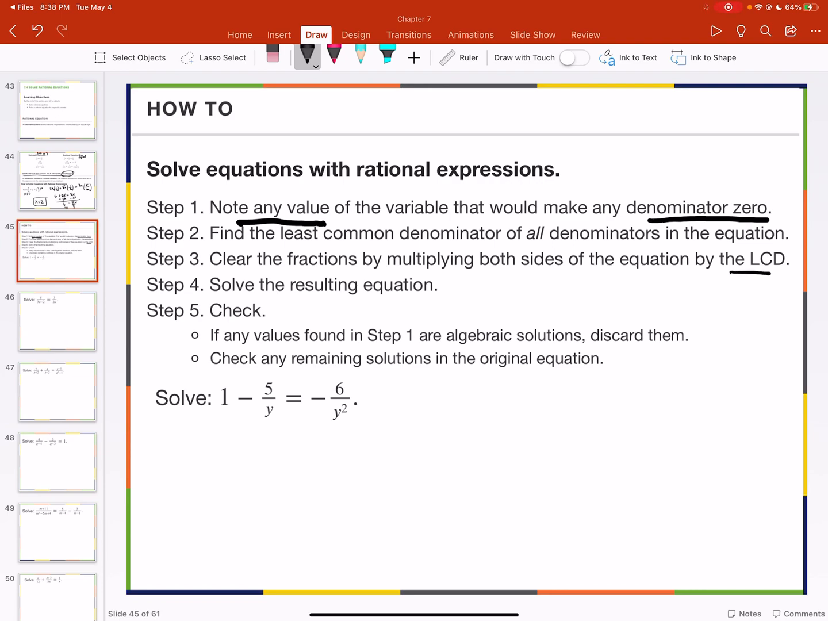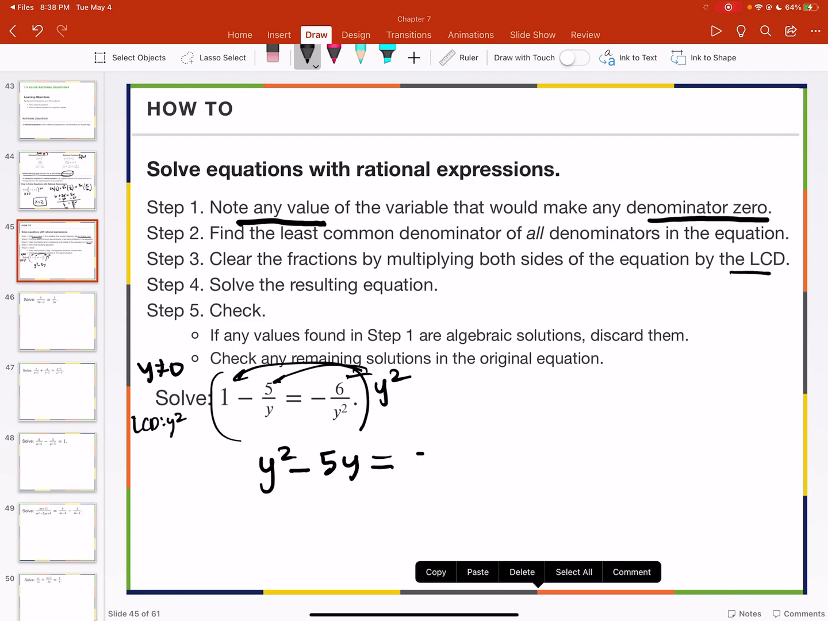Okay, so let's do this example here. y cannot be 0 again. In this case, what's the LCD? The LCD for all of this would be y squared, because that's the lowest that everything divides into. So I'm going to distribute this y squared to every single term. It's going to be y squared minus 5y, because one of the y's is going to cancel out, and then equals negative 6.